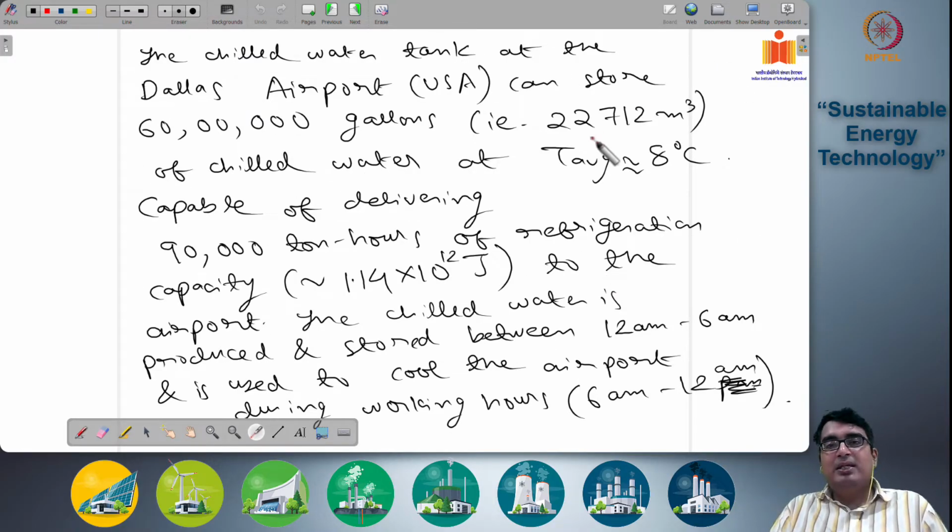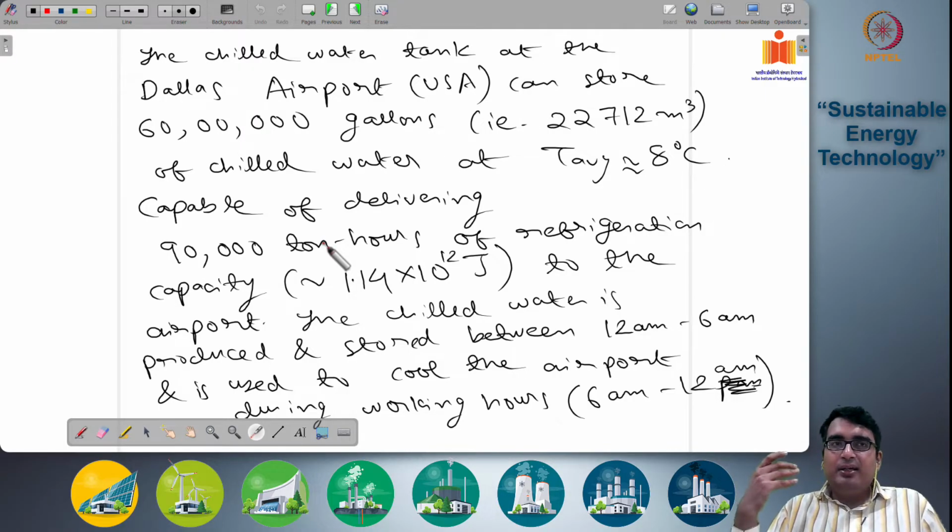An example of this is the chilled water tank used to reduce AC load in the Dallas airport in USA. Dallas airport is located in a region of US which becomes significantly hot in summer. This chilled water tank can store over 6 million gallons, that is 22,712 meter cube of chilled water at an average temperature of 8 degrees centigrade. This is capable of delivering 90,000 ton-hours of refrigeration capacity.